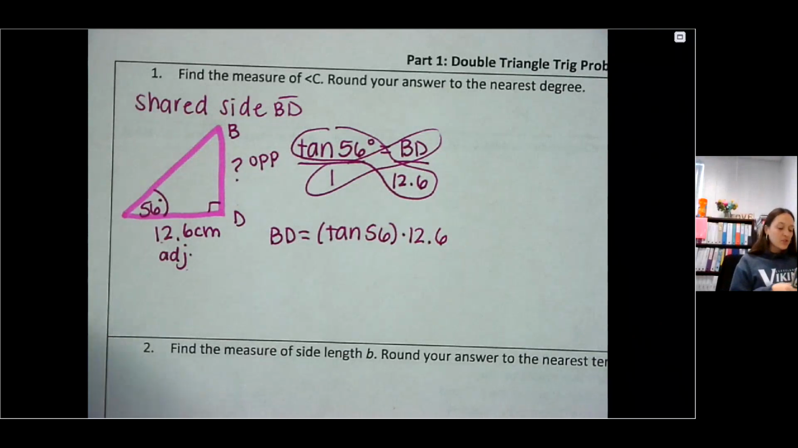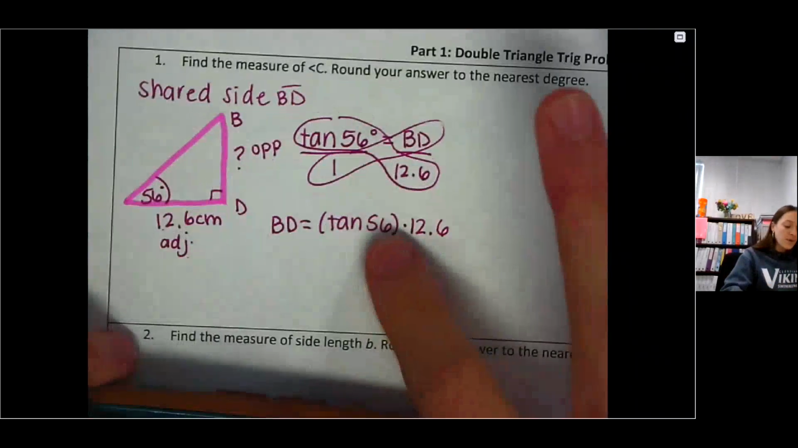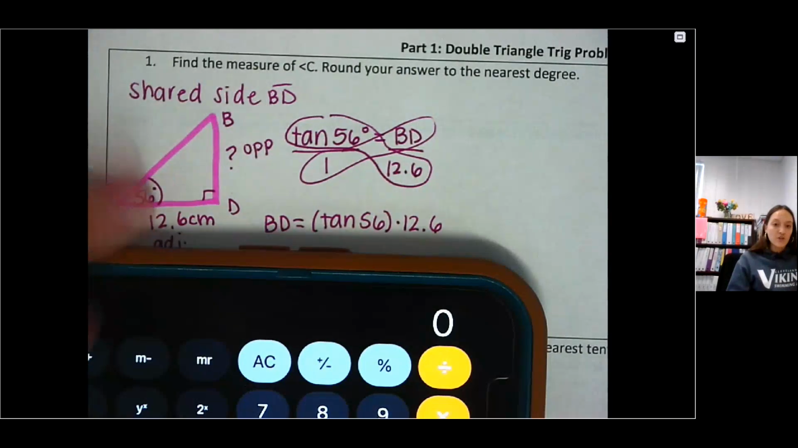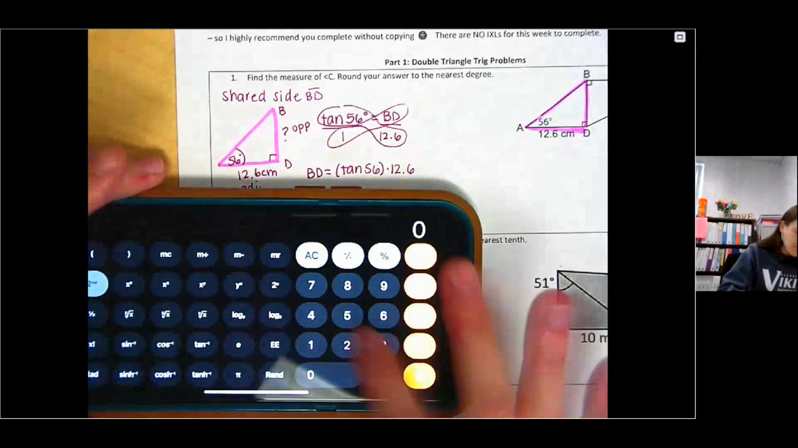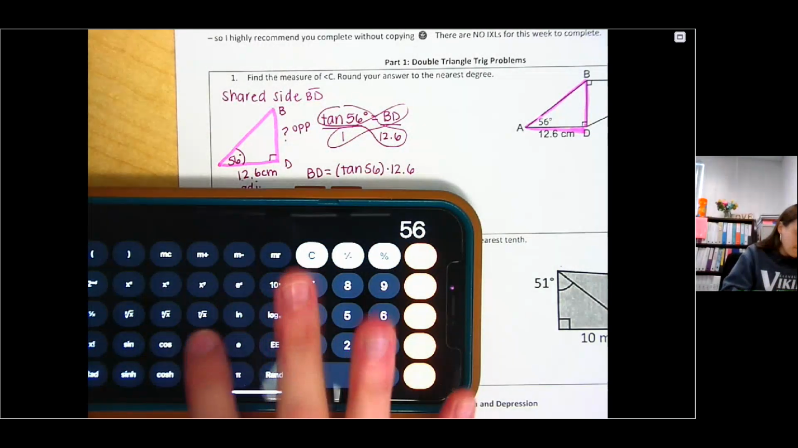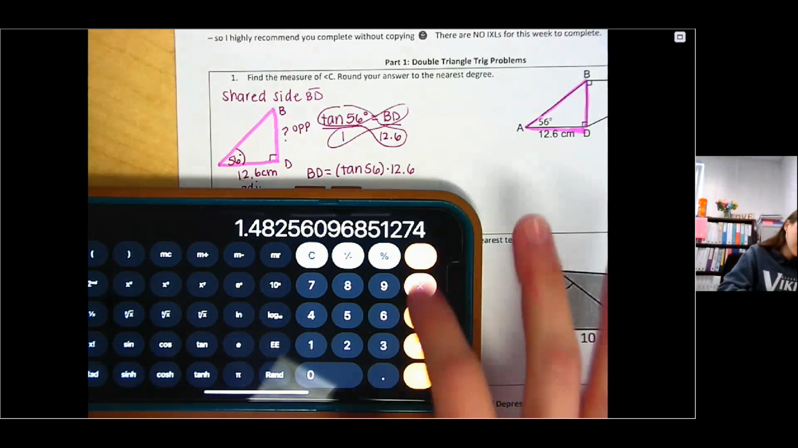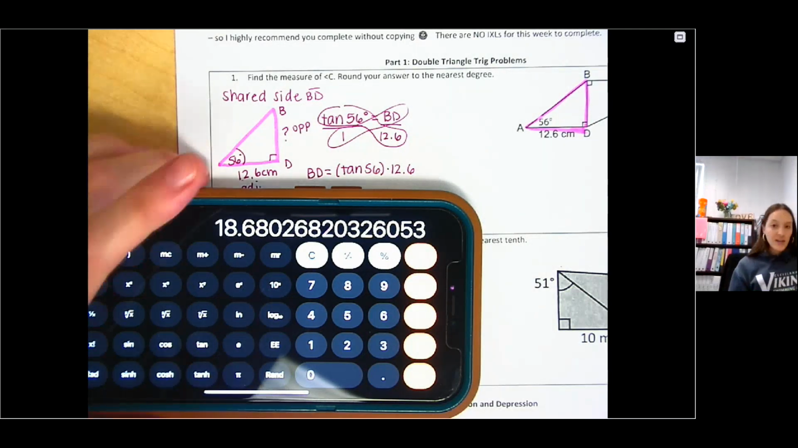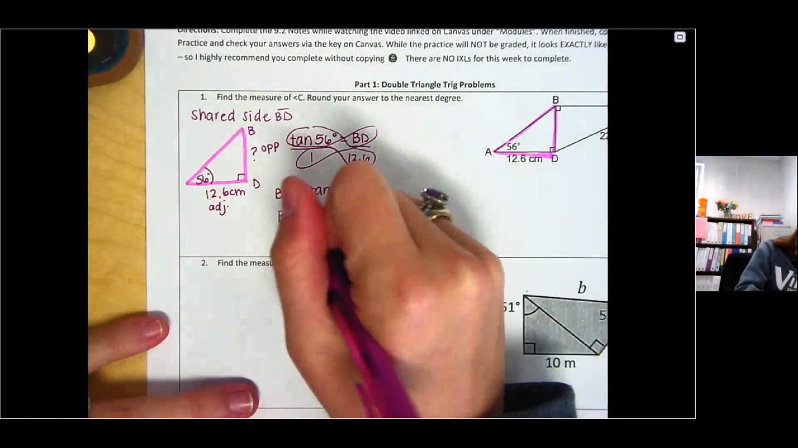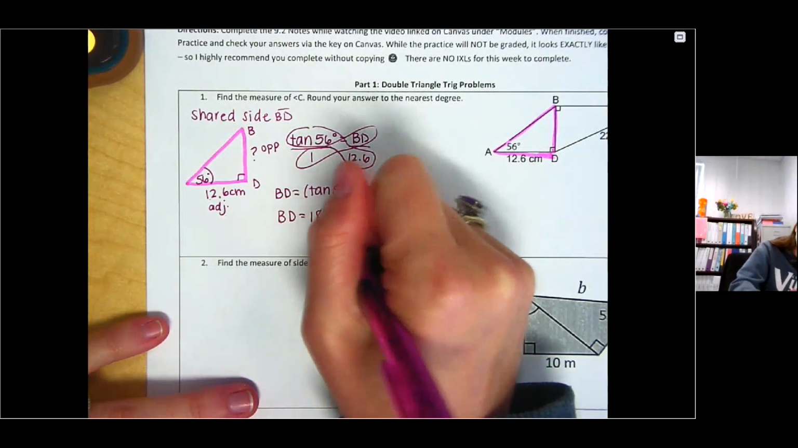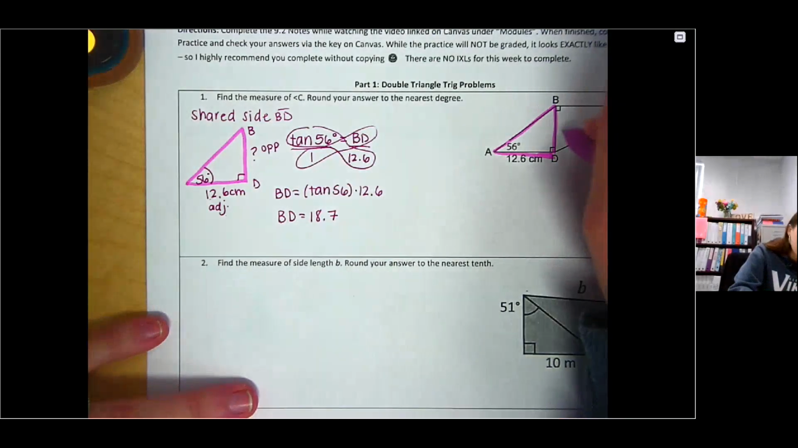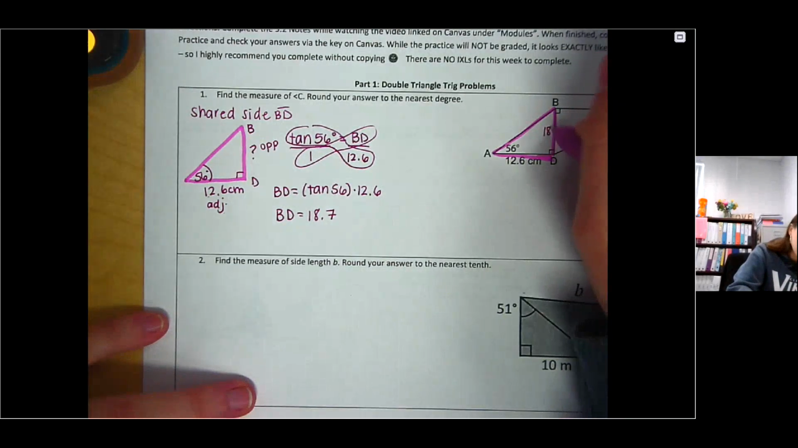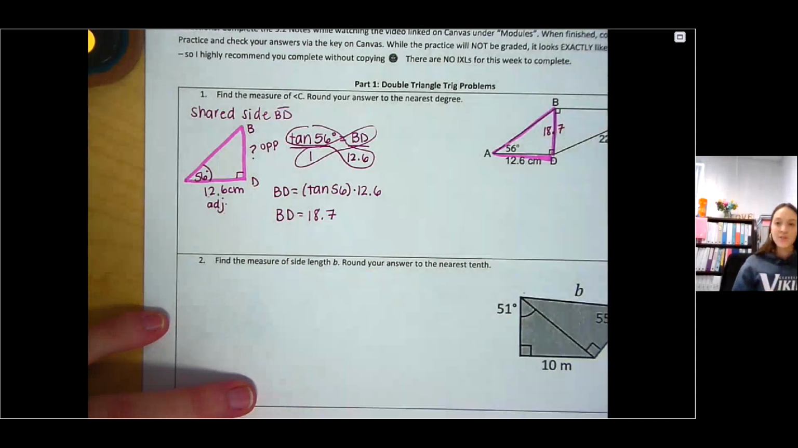And remember, when you go to plug into your calculator, you always want to push the number before you push the trig function. So I'm going to push 56 tan and then times 12.6. So 18.7 is fine, and that is going to be my length of BD, is 18.7. So I'm going to come over here to my picture and I'm going to plug in 18.7 on that side that I just found.